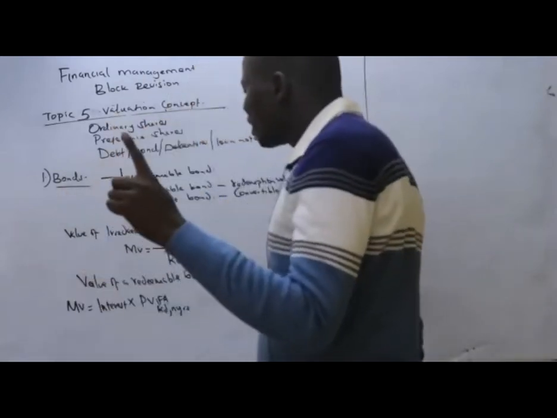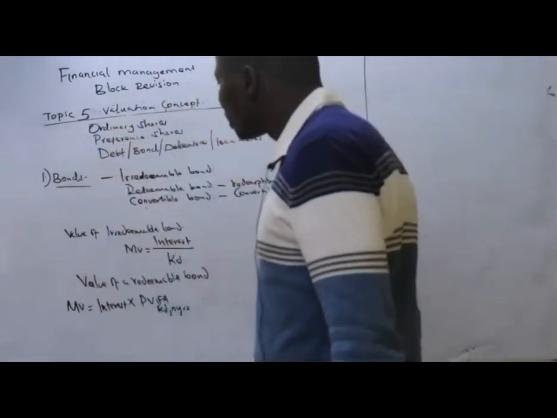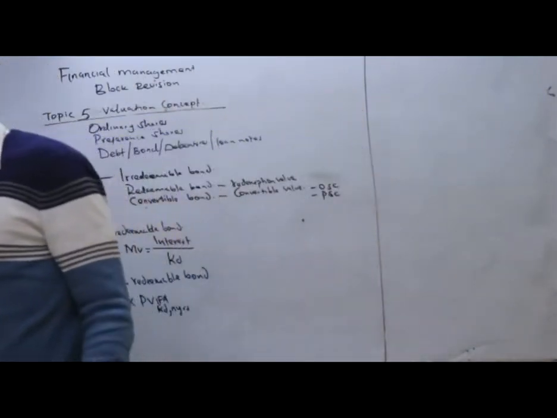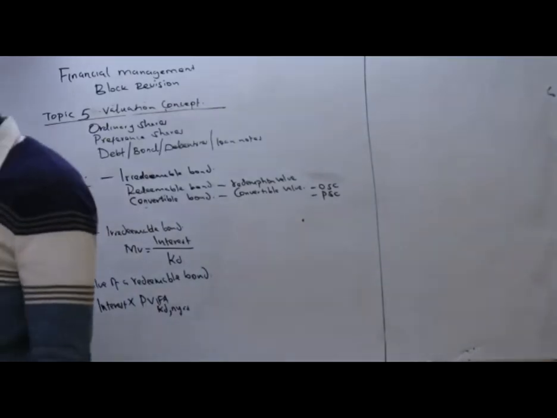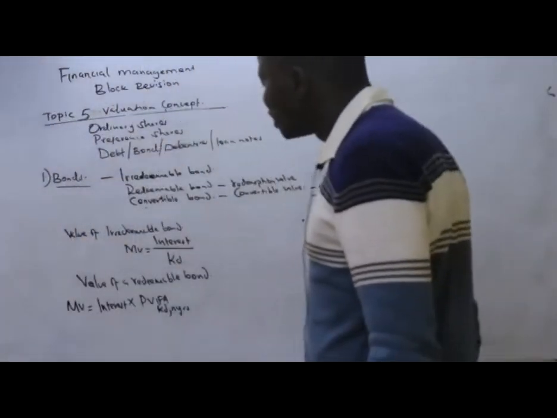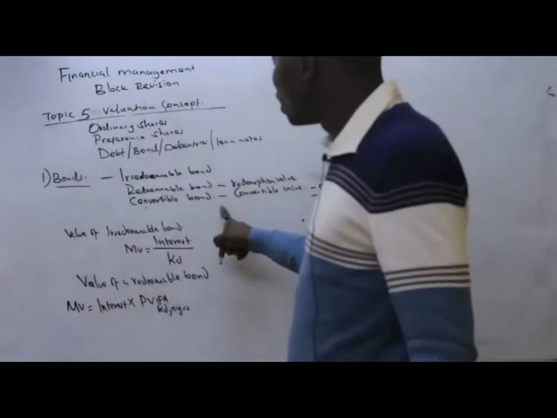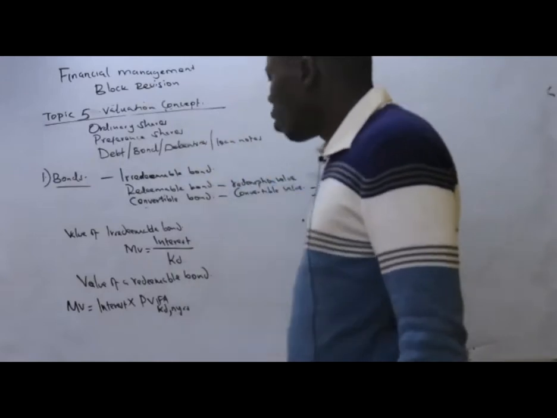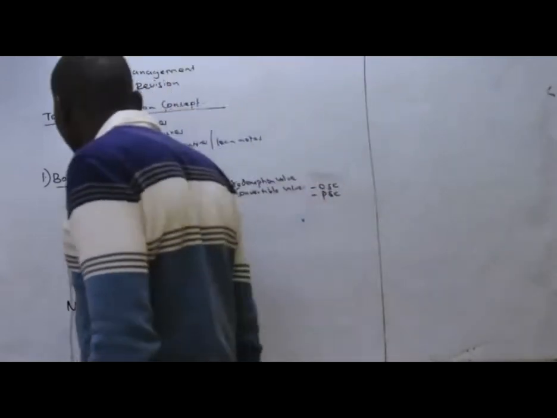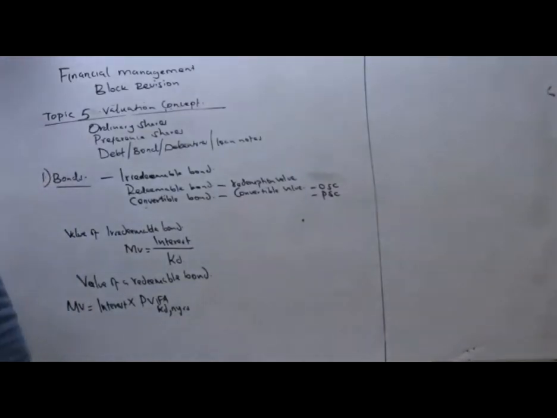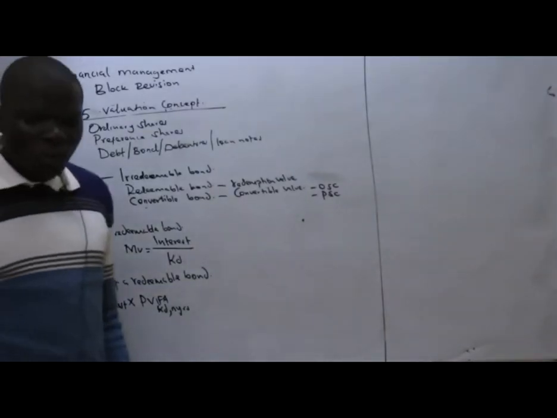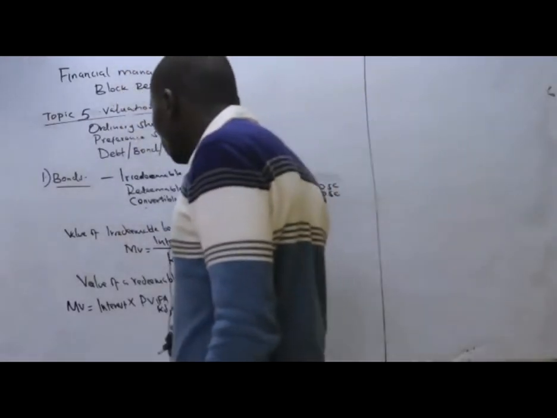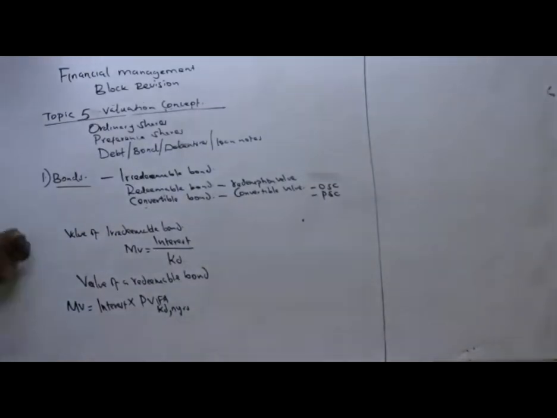When we are determining the value, or when we are valuing our assets, we always use the cost of capital as our discount factor. If it is debt, we use the cost of debt as our discount factor. If it's ordinary share, we use our KE as the discount factor. And if it is the preference share, we use our KP, or the cost of preference share, as our discount factor. Therefore, we need to note that KD is used as the discount factor.